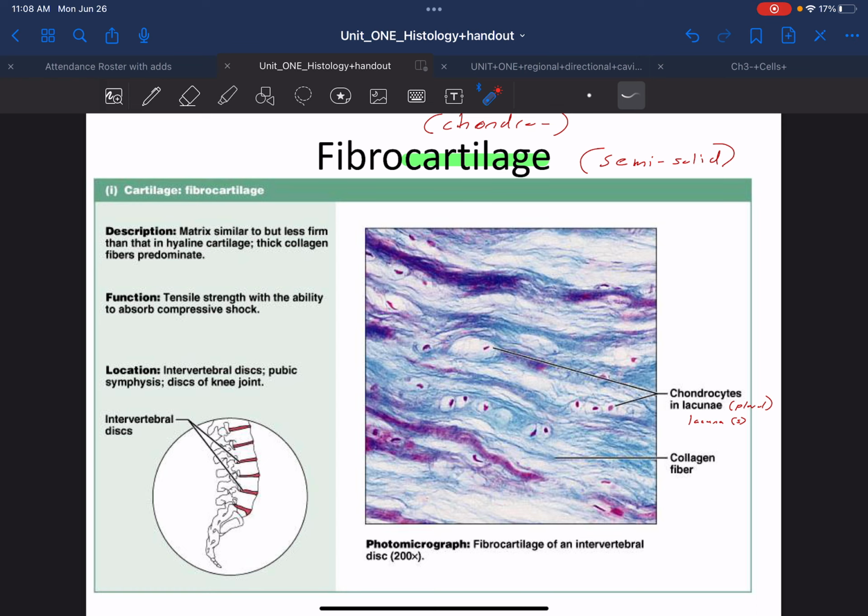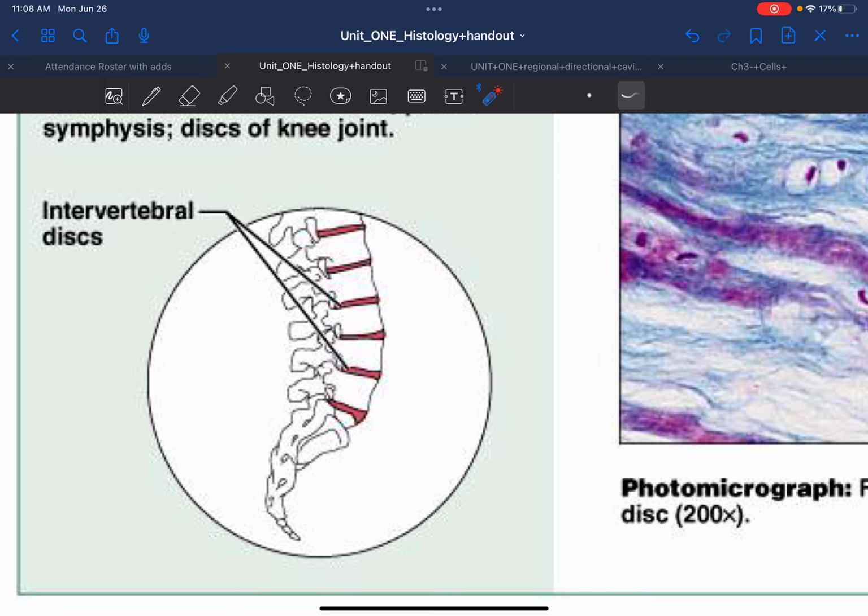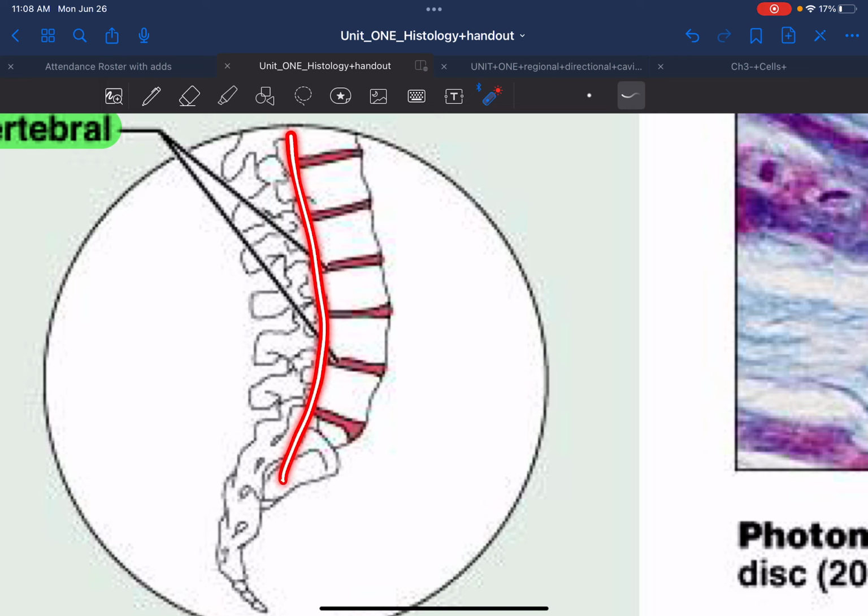And so a place that we find this is in the IV discs, or the intervertebral discs. These discs are found, and what does this look like to us? What do we call the bones? The vertebra. And there's also a very special cavity in here. What is it called? Vertebral cavity. And is it a ventral or a dorsal cavity? A dorsal cavity. And what organ is inside? The spinal cord. Good, good.